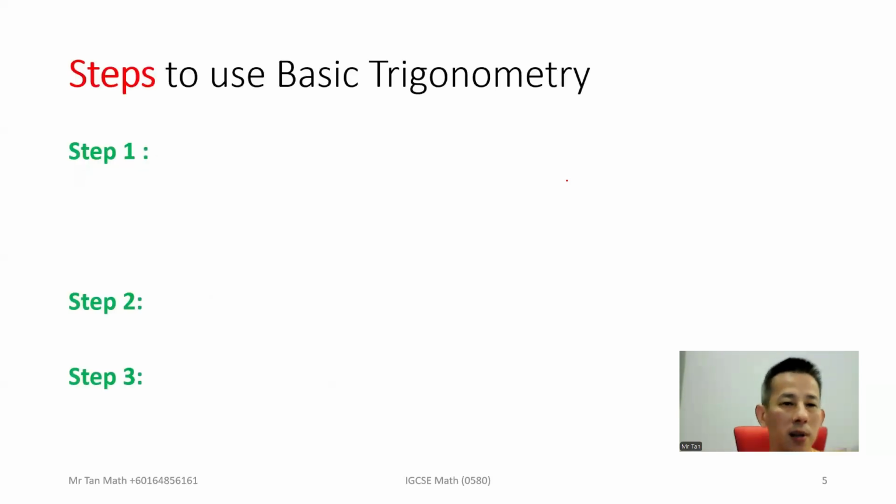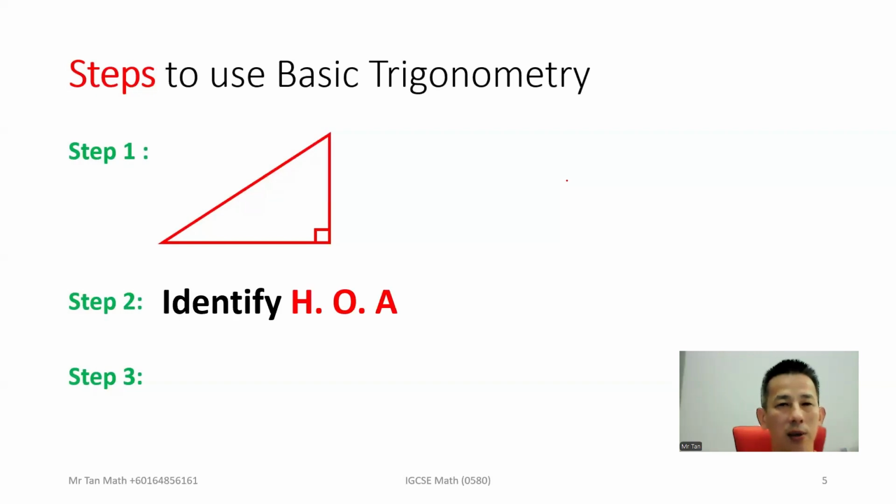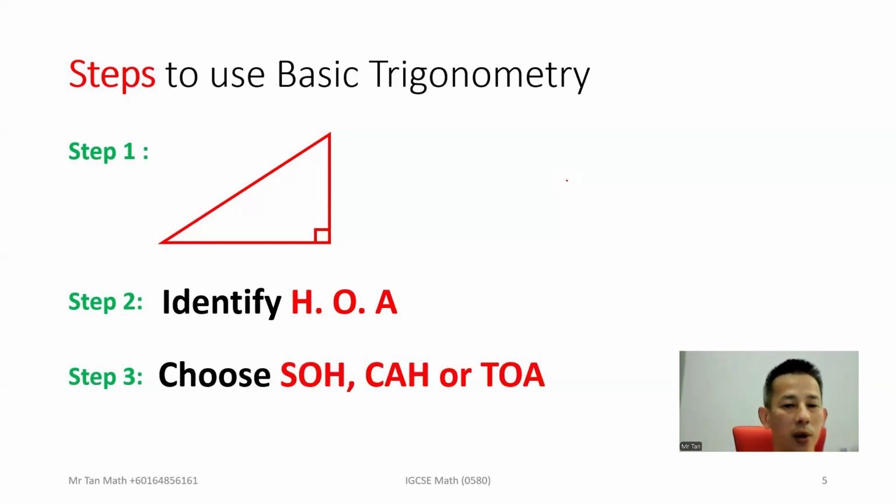So here are the steps to use the basic trigonometry. Step one, of course, you need to identify the right angle triangle. Then you identify which one is the H, the O, and the A. After that, you choose to use SOHCAHTOA, I mean, either sine, cos, or tangent. Because some students sometimes feel like using sine, then they use sine. Sometimes they feel like using cos, then they just use cos. But you cannot do that, it's wrong.